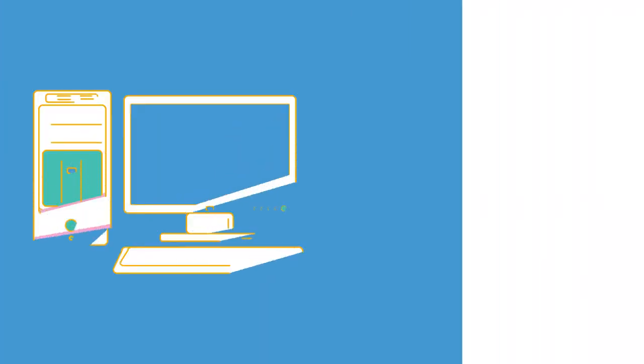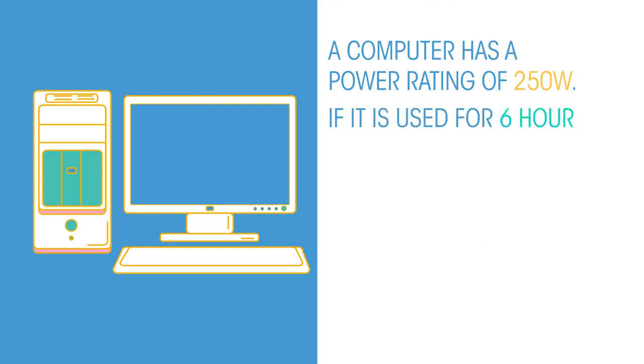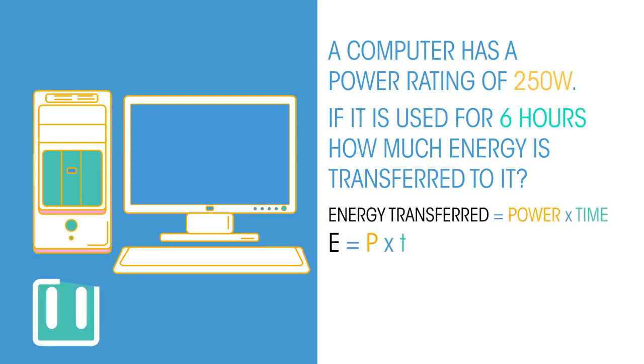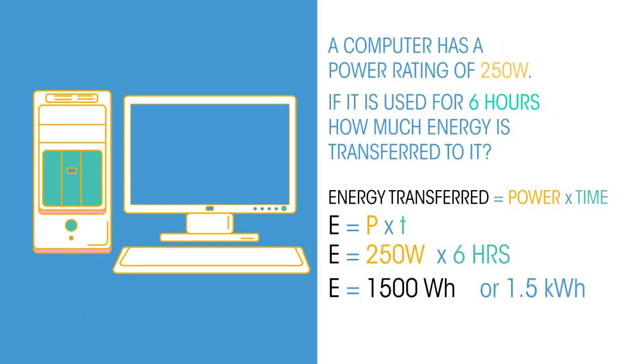Let's look at an example. A computer has a power rating of 250 watts. If it's used for 6 hours, how much energy is transferred to it? Can you substitute the values into our equation? Pause the video and work it out. Did you get 1500 watt hours or 1.5 kilowatt hours?